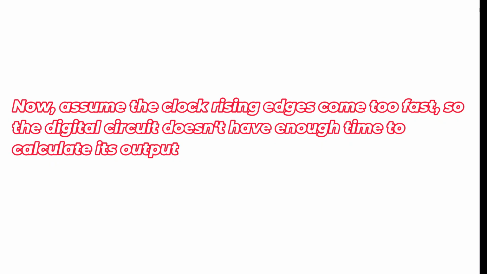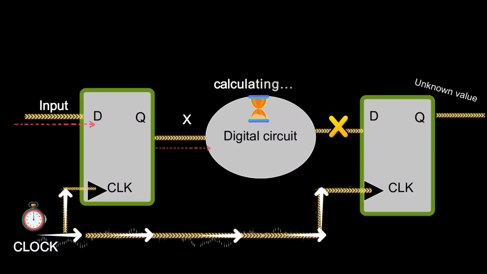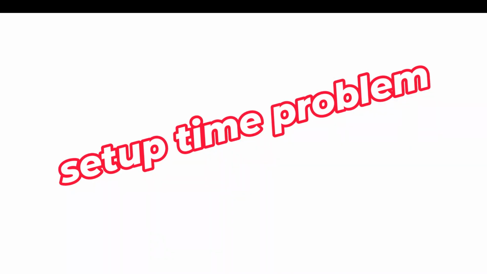Now assume the clock rising edges come too fast, so the digital circuit doesn't have enough time to calculate its output. During the first clock rising, the first flip-flop captures its input and moves it to its output, which becomes the digital circuit's input. The digital circuit then starts calculating to get its output, but as we said, it takes too long. Unfortunately, the second clock rising arrives while the digital circuit is still calculating, so its output isn't ready yet. So the second flip-flop captures an unknown value because the digital circuit is still processing its input, and the output isn't ready yet. And this is a setup time problem.